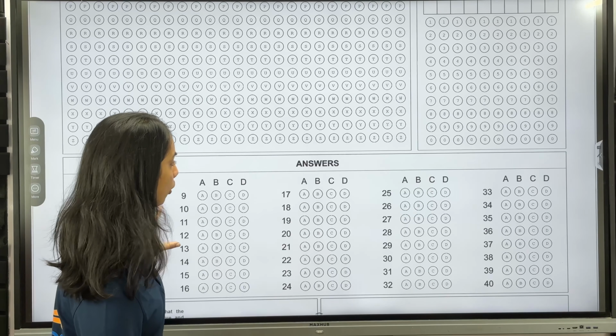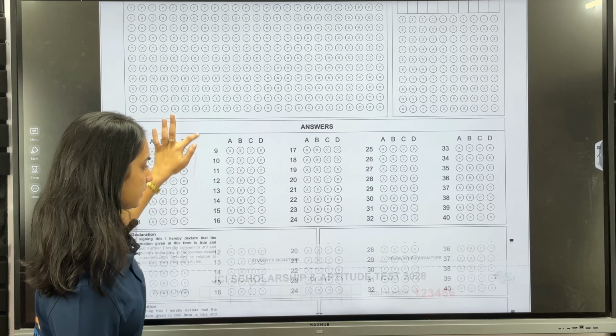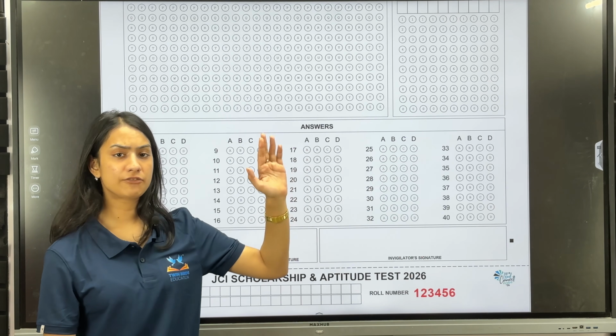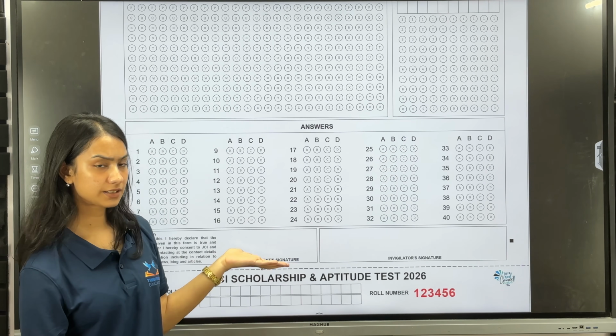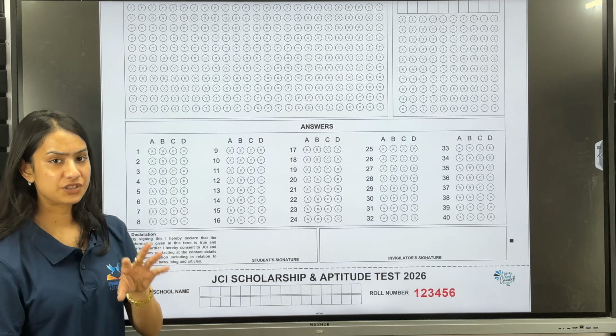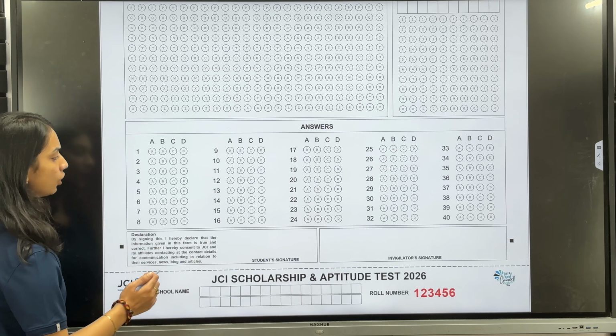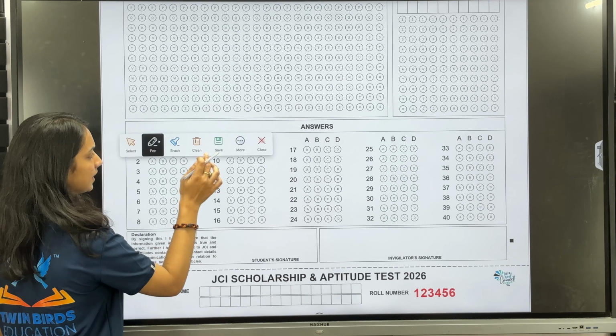Let's understand how you have to give answers. There are 40 questions. You have to read the question and answer the questions. Suppose you read question 1 and its answer was D. So you have to circle option D here, which is given here.